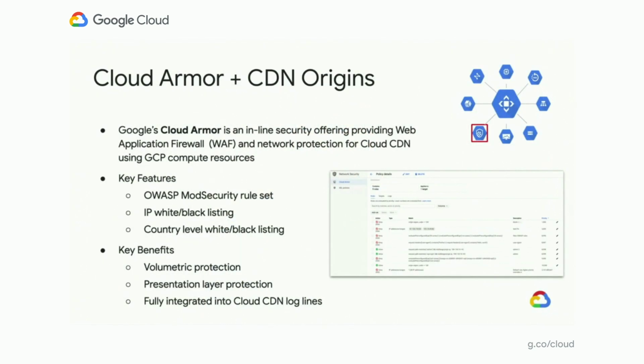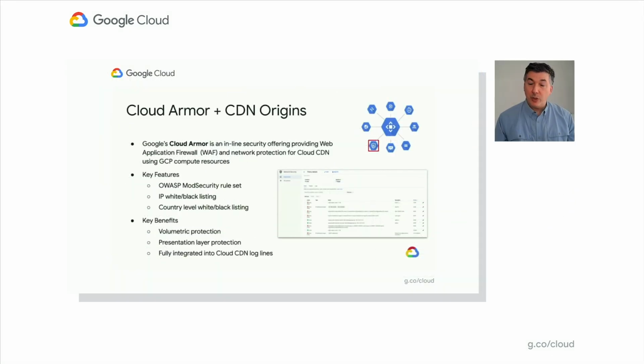The next feature I want to highlight here is Cloud Armor. We've recently enabled Cloud Armor to work with the Cloud CDN origin infrastructure. For those of you that are not familiar, Cloud Armor is Google's inline security offering for WAF and network layer protection. And this is designed to help protect origin compute resources. Specifically, Cloud Armor supports OWASP ModSecurity rules, but it also supports IP whitelisting and blacklisting, as well as country level IP whitelisting and blacklisting.